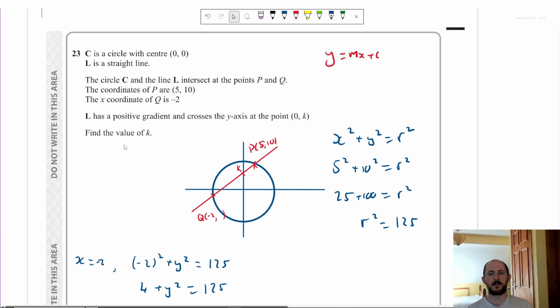Coordinate geometry or circle geometry, whatever you want to call it, it comes up all the time. And it's a really popular final question for the paper 1. So I wouldn't be surprised if something like this came up this year. It would not surprise me in the slightest.